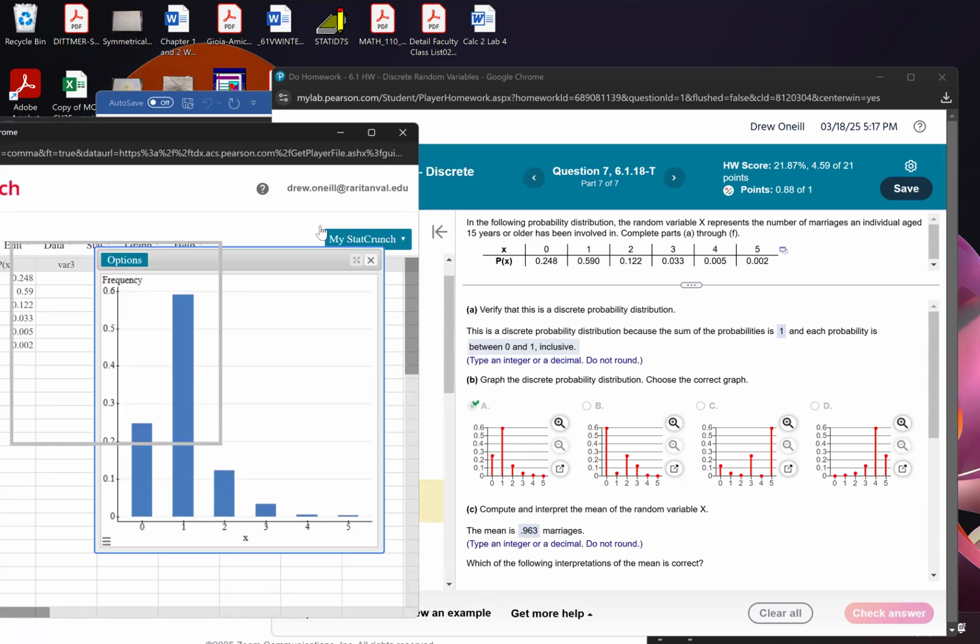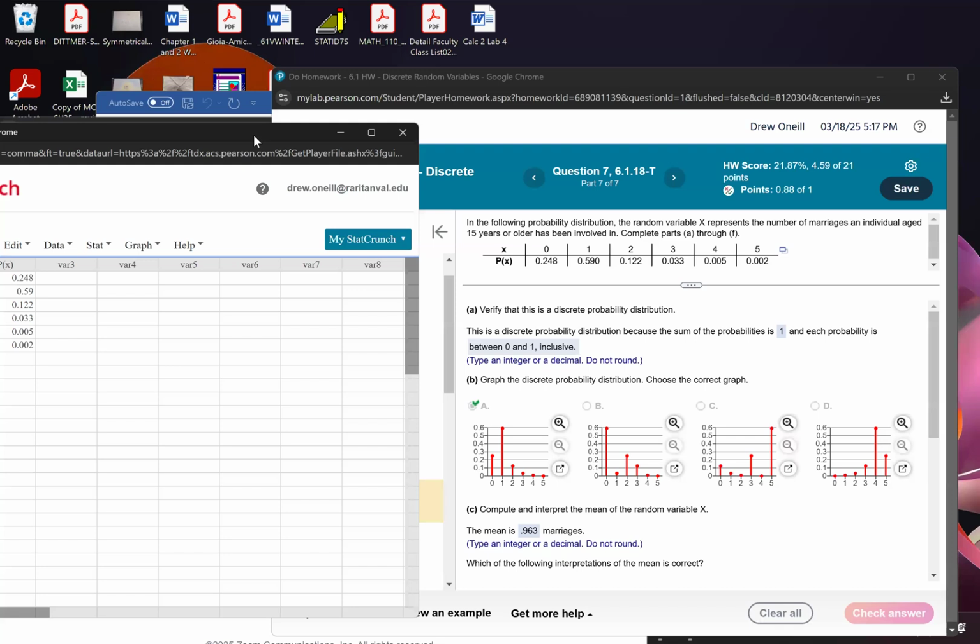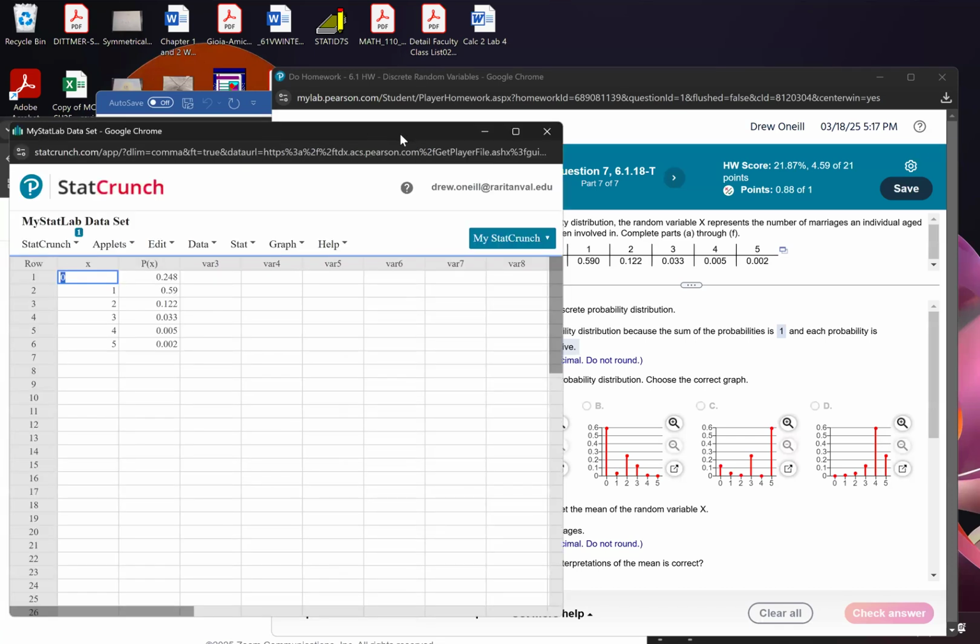Now, please pay attention to this part. So we're going to do this a lot in this section. When we have a probability distribution, meaning we have probabilities associated with certain events or things, right? In this case, it's number of marriages a person has.